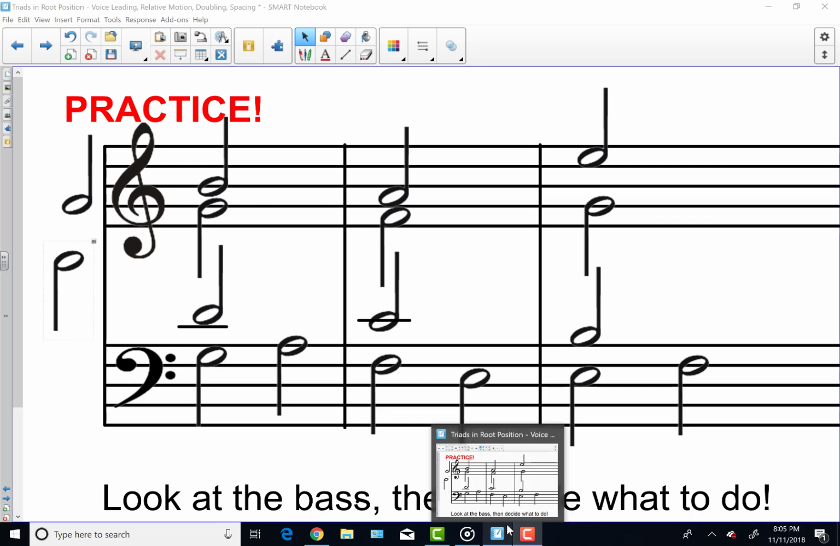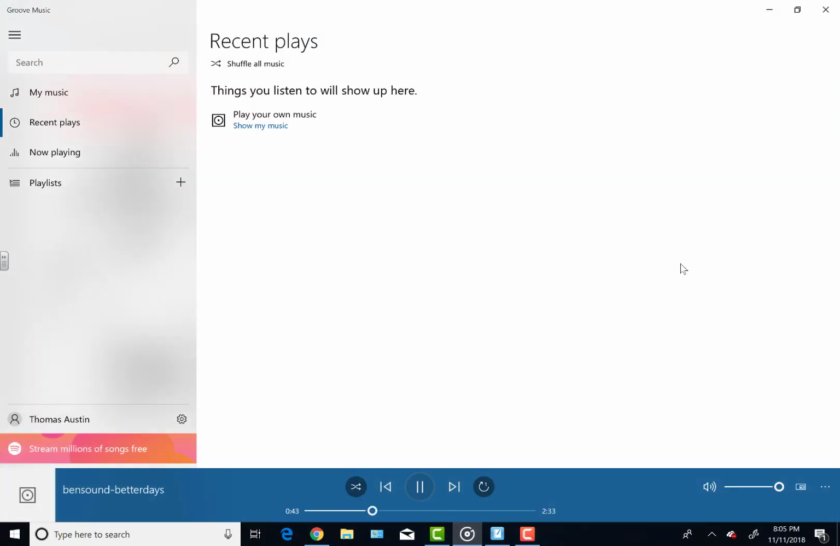So let's practice our second principle. Please take out some staff paper, jot down what you see, look at the bass notes, then decide what to do, and voice lead for the upper three voices in all three measures. And we'll reconvene shortly. Good luck.